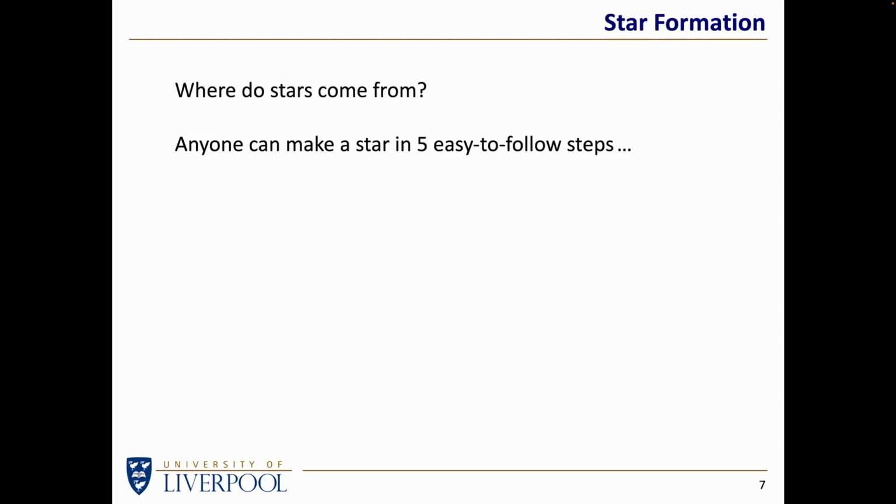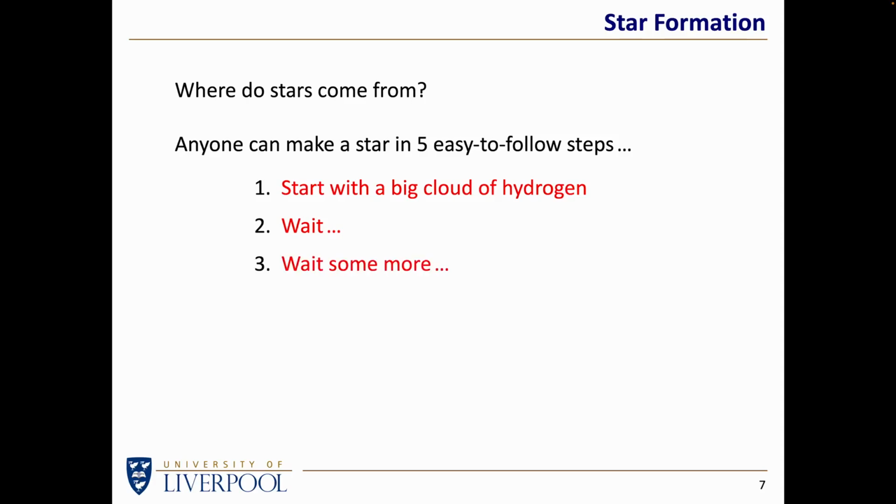So where do stars come from? Well, you could argue that making a star is actually quite easy. If you start with a big cloud of hydrogen, in fact, if you start with a big enough cloud of hydrogen, then the remaining steps are straightforward. Step 2 is you wait. Step 3 is you wait a little longer. Step 4 is wait just a little bit longer, and then you have a star.